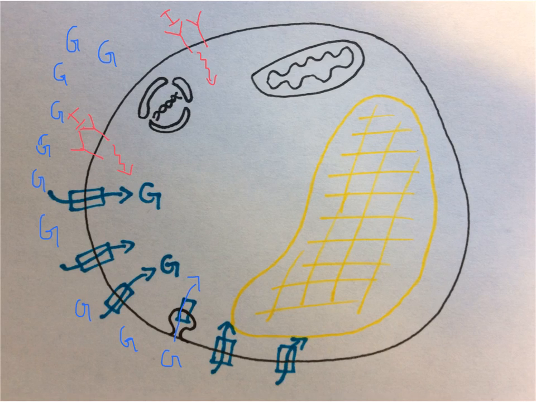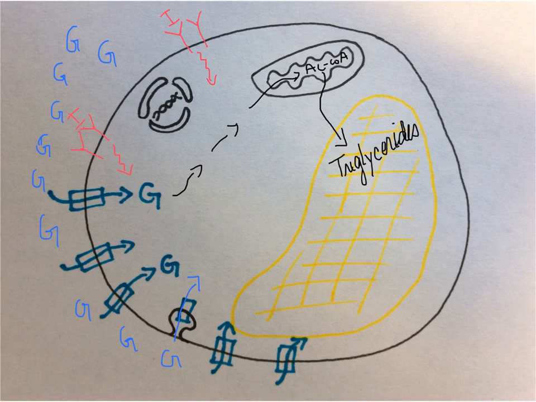Once inside the cytoplasm, glucose is converted first to acetyl-CoA, and then that acetyl-CoA is used to build up fatty acids and triglycerides, which will build up in the lipid droplet drawn in yellow.